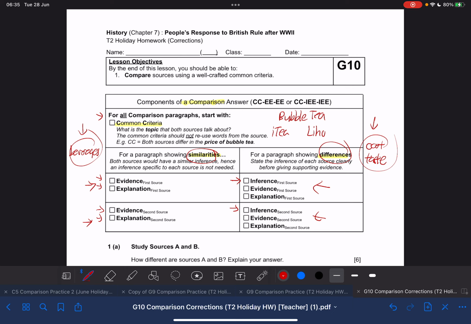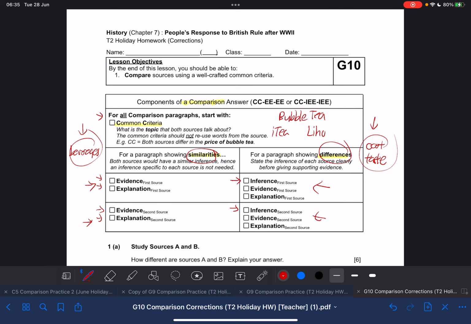Okay, because obviously if you tell me that, for example, bubble tea and LiHo and IT are different in terms of cost, you need to tell me I can infer or I know that IT is cheaper than LiHo. LiHo, I can know it's more expensive. You gotta tell me the additional inference. But it's not needed under similarities because, I mean, if both of them are beverages, you don't need to tell me that I can learn that LiHo is a beverage, I can learn that IT is a beverage. I already kind of know that. Okay, so that's just a brief reminder or refresher on the components that need to be inside your comparison answer.